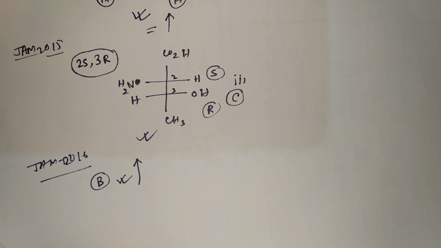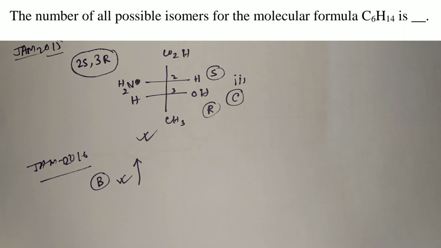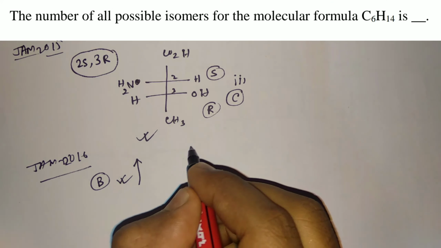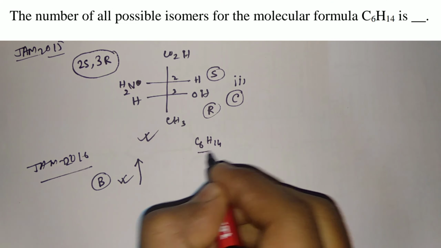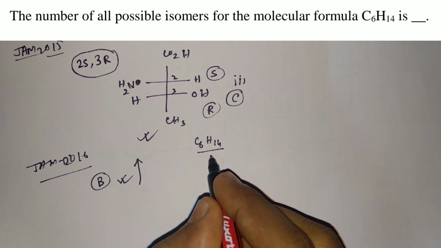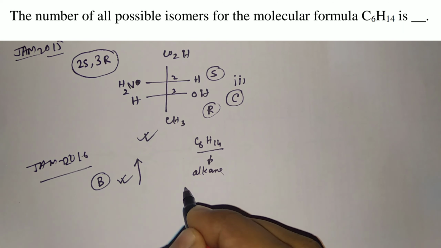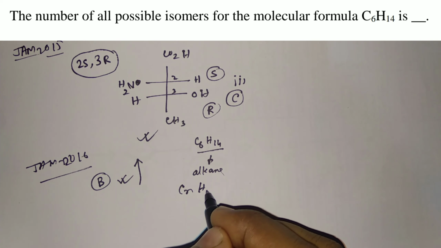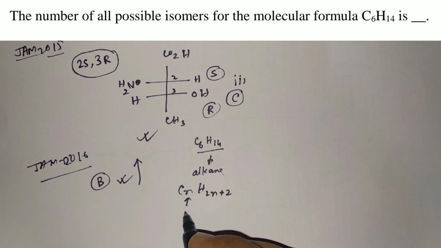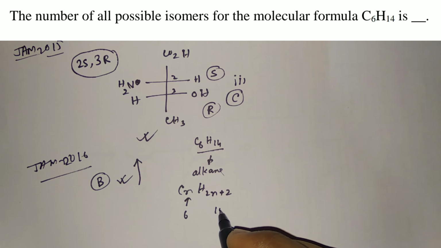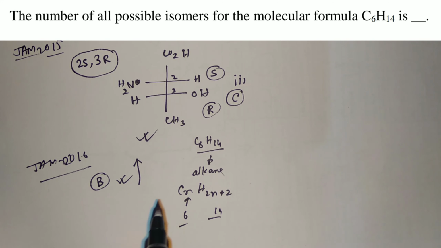Okay. Next, coming to JAM 2016 second question, that was the number of all possible isomers of molecular formula C6H14. So C6H14 should be an alkane, because it follows the CnH2n+2 rule. If n equals 6, then it will be 14. Okay, so it is an alkane. So the number of all possible isomers, it is a class 10 or class 11 type question. So it is very easy.